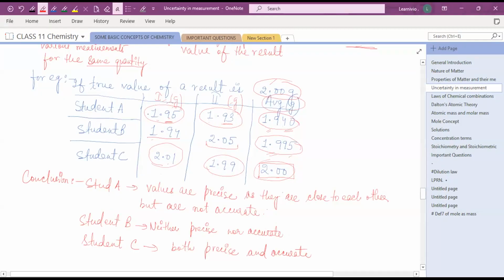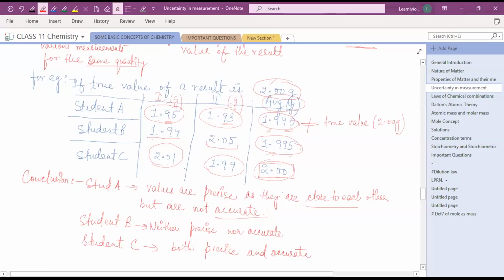Now see student A: first reading is 1.95, second reading is 1.93. Both are very close to each other, so we can say the values are precise. But what about the accuracy? The average is 1.94. It is not equal to the true value. The true value was 2 gram, so it's not equal. So the readings of student A are precise, but they are not accurate. Clear?